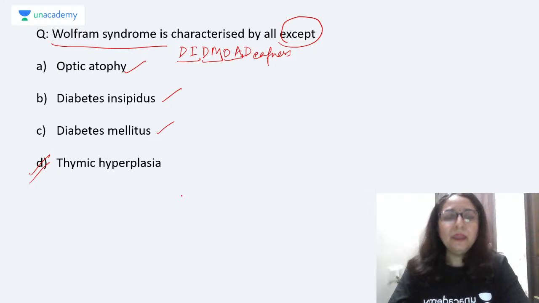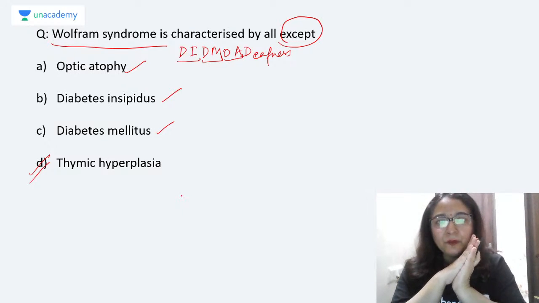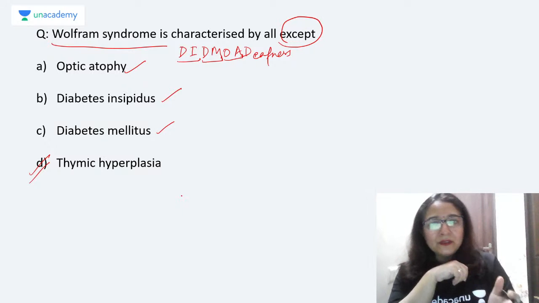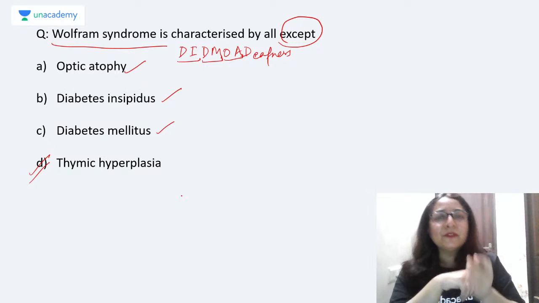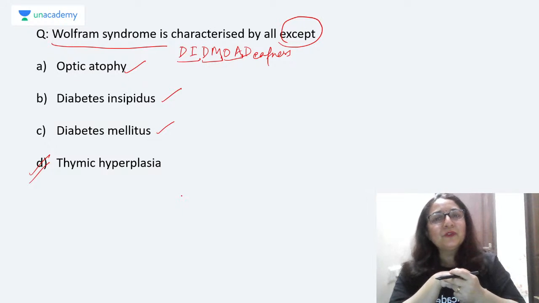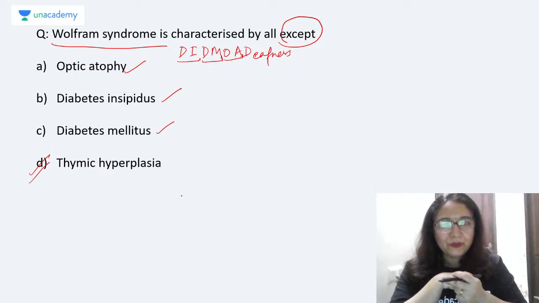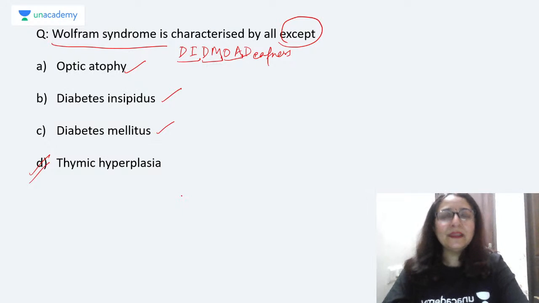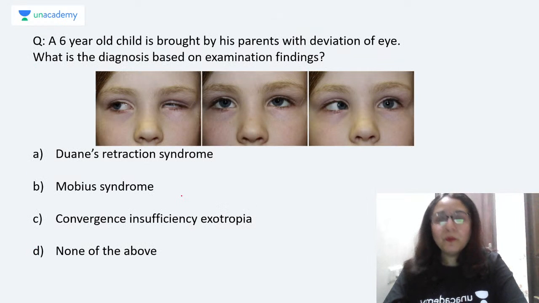Okay. So with this, we end this session in which we have discussed important syndromes. I have tried to characterize them according to their features: syndromes associated with external eye features, syndromes associated with glaucoma, syndromes associated with squint, syndromes associated with uveitis, syndromes associated with neurological features. Many a times in the MCQs in your entrance exams, they are there. So this is an important quick revision of these syndromes. One more question is there.